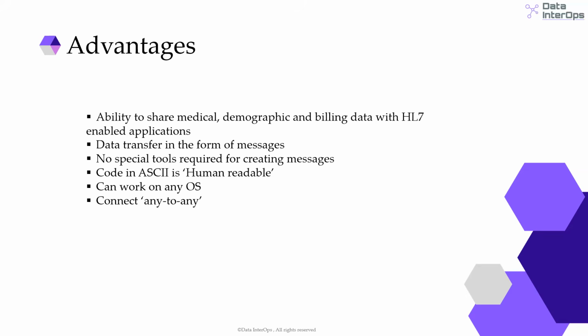Code is in ASCII format, which means human readable. When you look at an HL7 message, even if you don't know the structure or anything as such, if you observe, you will be able to definitely figure out a few of the data elements, at least name, date of birth, gender, or address or phone number. This kind of information can be easily identified from the HL7 message structure.